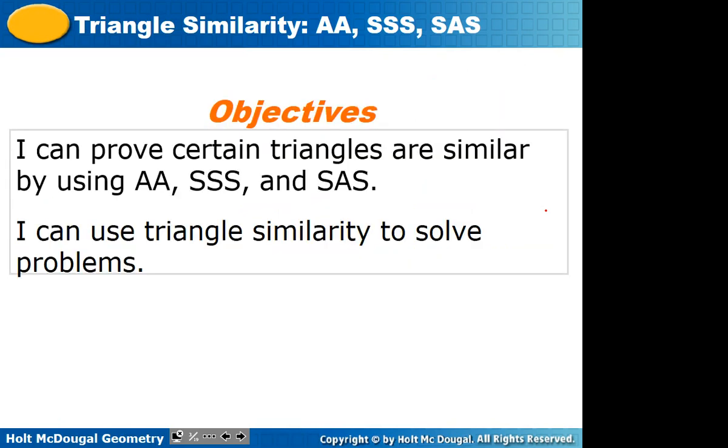So in this lesson, we're going to prove that certain triangles are similar by using angle-angle, side-side-side, and side-angle-side. And we're going to use triangle similarity to solve problems. So if you recall, when we talked about congruence, all the parts of a triangle, all the angles and all the sides, are congruent. However, there are 2 conditions that need to be satisfied if we're going to have 2 triangles that are similar. When we're talking about similar triangles, their angles are still congruent, but their sides are proportional. So we're going to use that as we work through some of these shortcuts.